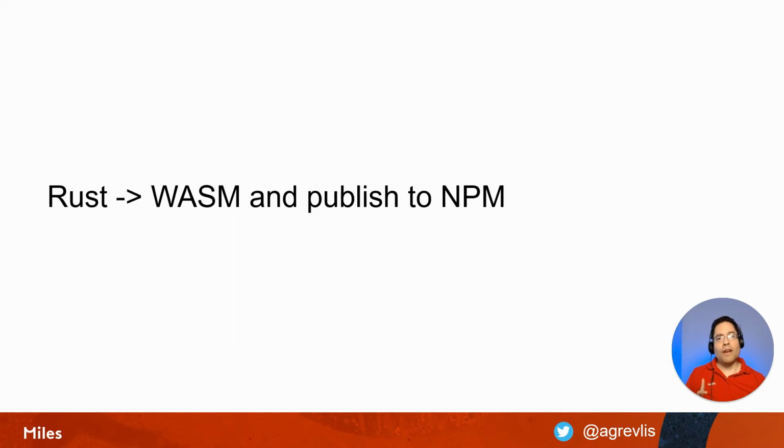What we want to do now is use Rust and compile it down to WebAssembly, and then publish this WebAssembly up to npm. After that, we will create a very simple web application where we're using this WebAssembly that we have published.